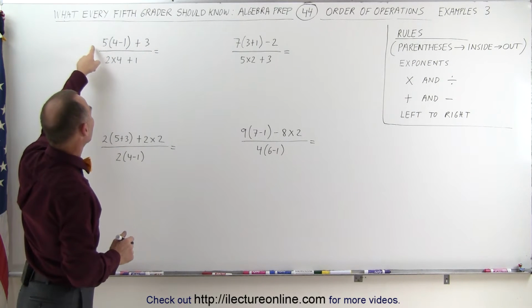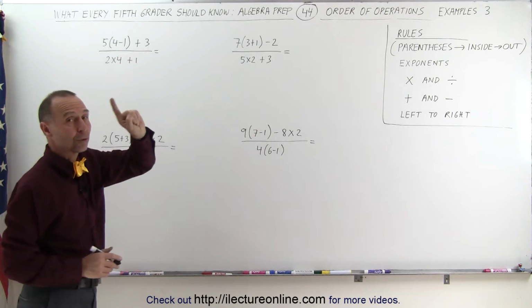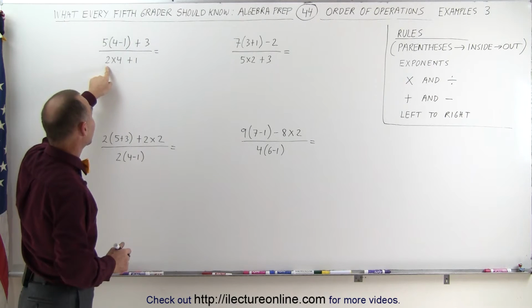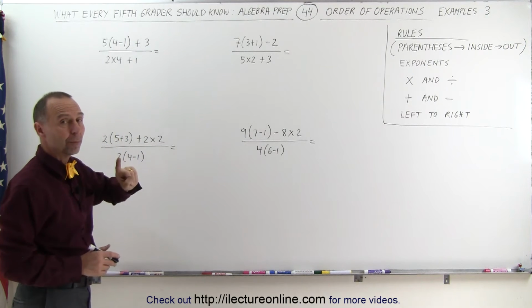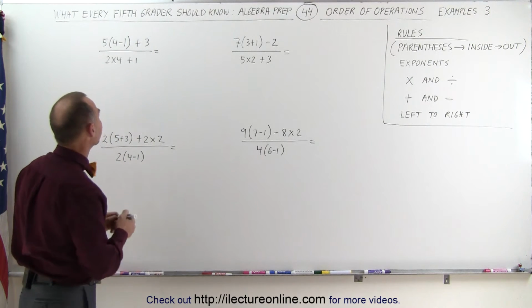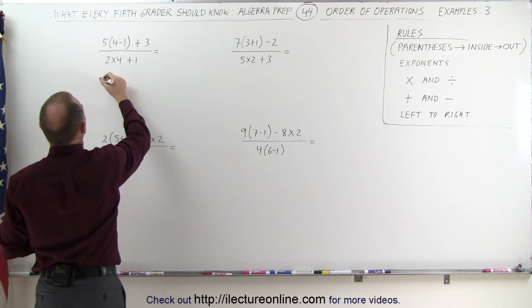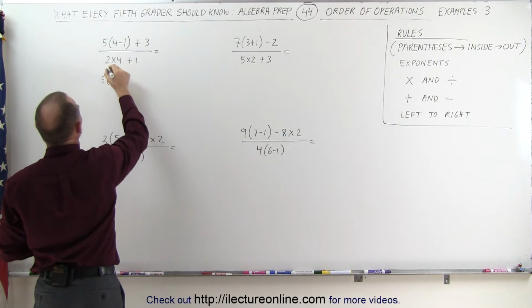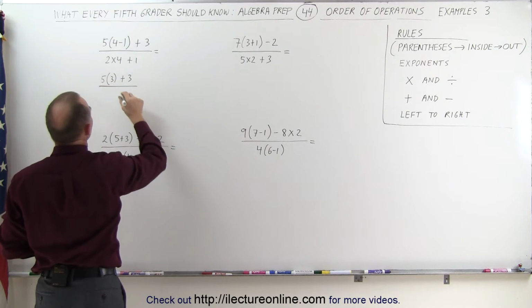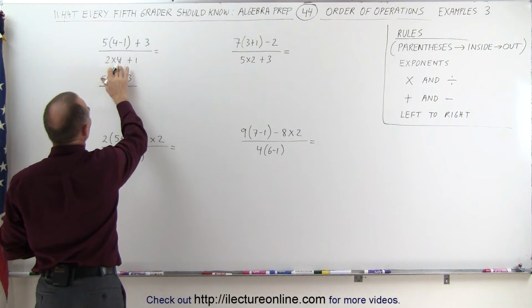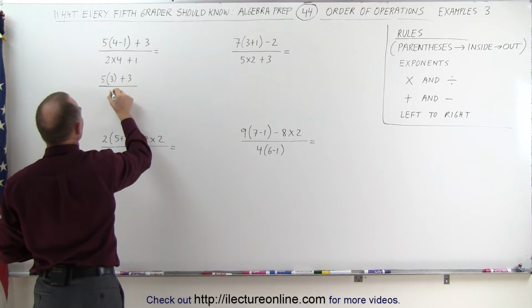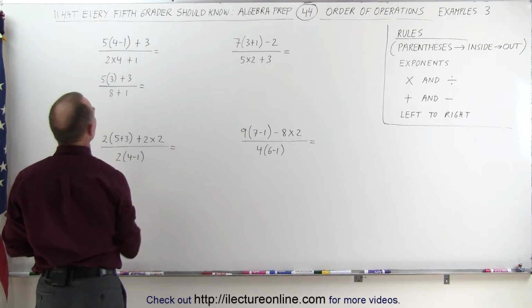In this example, we're going to simplify the numerator until we get it down to one number, and then simplify the denominator until we get it down to one number, and then do the division. Okay, first we want to get rid of the parentheses. This becomes 5 times 4 minus 1, which is 3, plus 3, divided by, and here we could already do 2 times 4. 2 times 4, that's 8, plus 1.